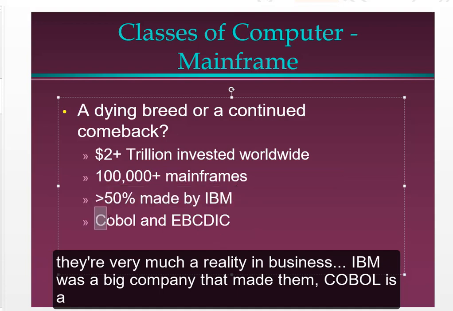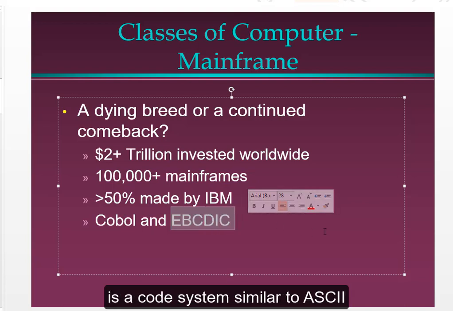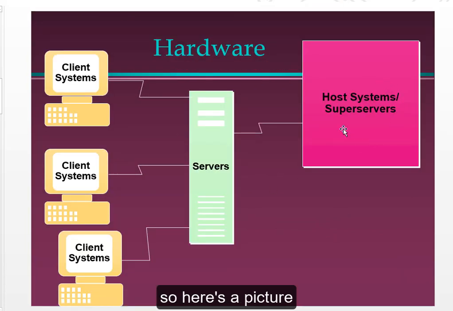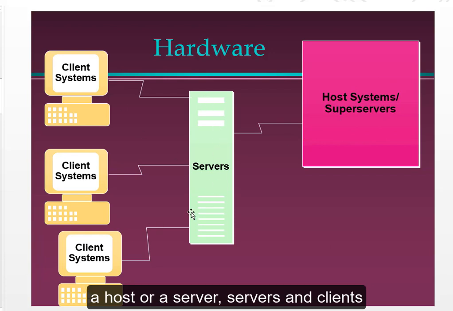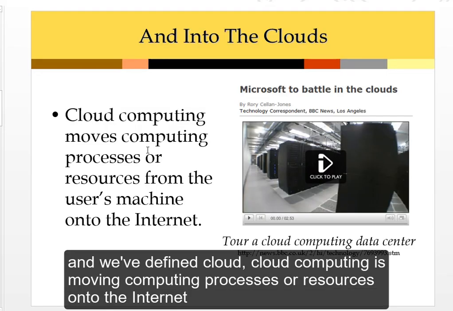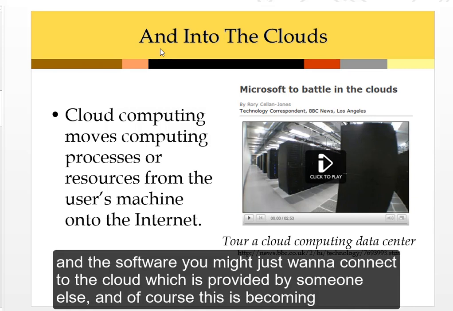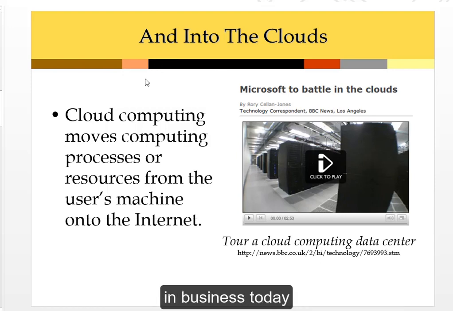IBM was a big company that made them. COBOL is a software language for mainframes, and EBCDIC is a code system similar to ASCII. So here's a picture, a host or a server, and clients connecting to their resources. And we've defined cloud. Cloud computing is moving computing processes or resources onto the internet. So if you don't want to purchase all the hardware and the software, you might just want to connect to the cloud, which is provided by someone else. And of course, this is becoming increasingly popular in business today.